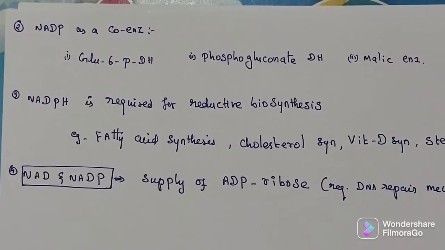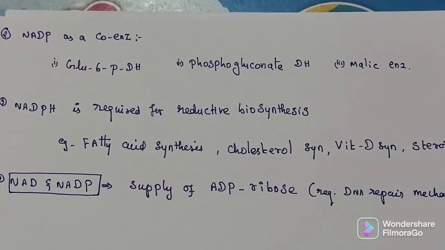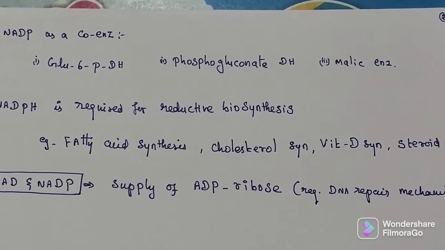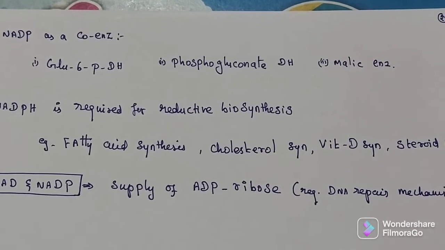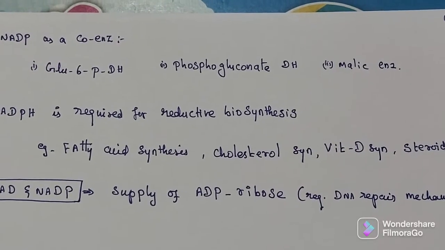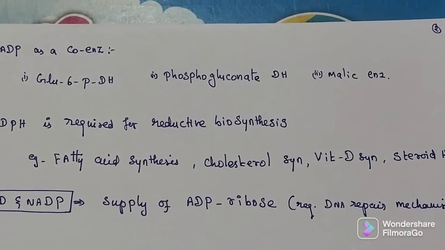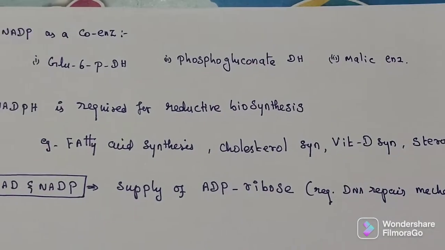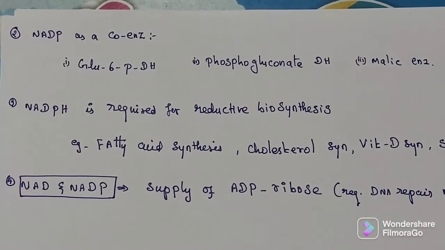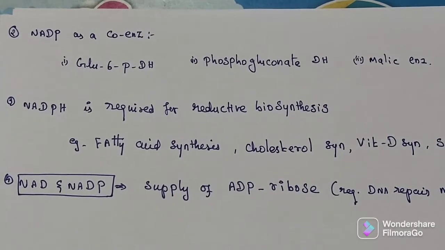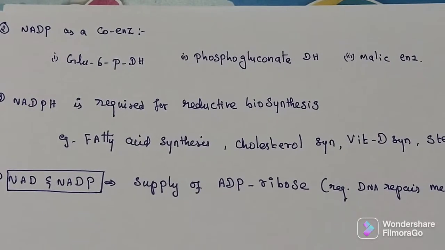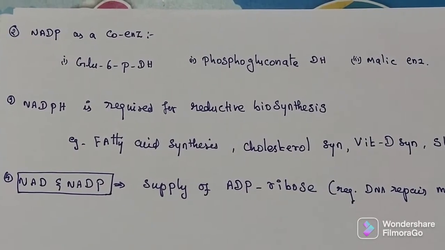NADP acts as a coenzyme for glucose 6-phosphate dehydrogenase. This one is an important enzyme. Then phosphogluconate dehydrogenase, and it is also required for malic enzyme. So these are the enzymes which require NAD and NADP as coenzyme.